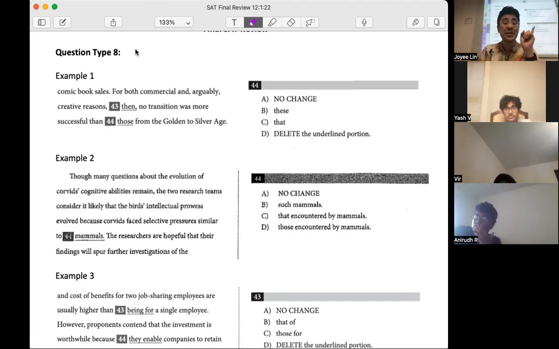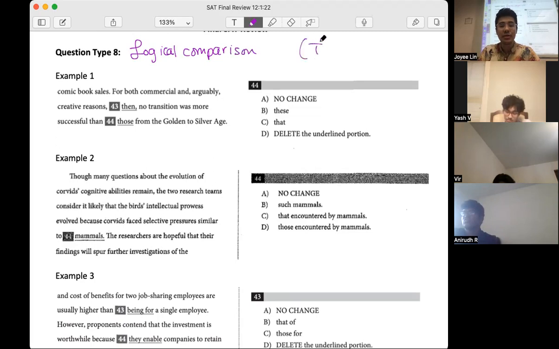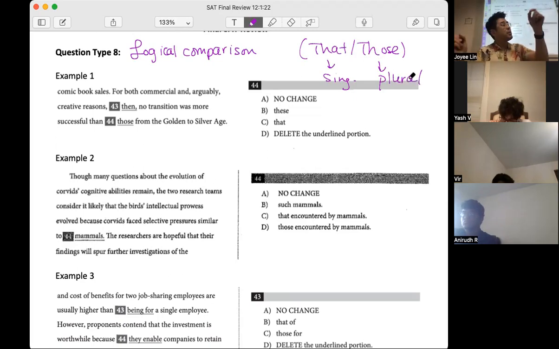Pronouns. They're pronouns. These fall into the category of logical comparison, right? And then the phrase is going to be that of, those of. Those are going to be comparison. So you're going to see that or those, and they are pronouns. That is singular, and those are plural. And you're always going to replace the that or the those with the thing that they're replacing.